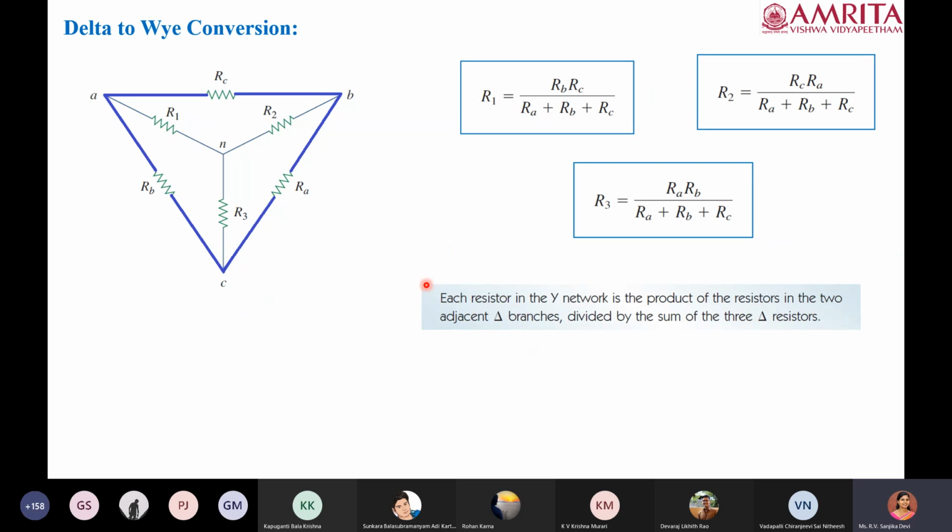Here we have the delta values RA, RB, RC, and we have to find what is R1, R2, R3. For example, for finding R1, it is the product of the two resistors which are present on either of its sides divided by the sum of all the resistances RA, RB, RC. So that gives us R1. The same way we can find R2 and R3. So the product of the two resistors on both sides divided by sum of all the three resistors.